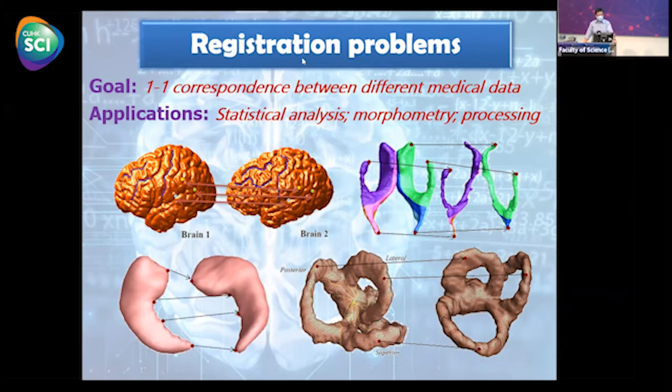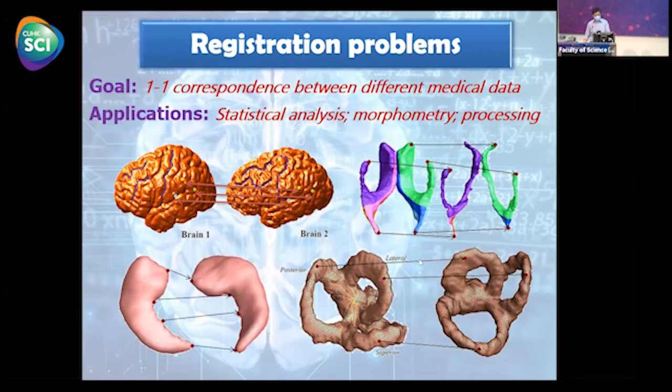So this is very important, right? Once we have the one-to-one correspondence between different data, then we can do systematic comparison, also do some kind of statistical analysis, morphometry, or even processing. So whatever anatomical structures or data that you have, we've got a collection of data, then the next step is we need to find correspondence between the anatomical structures.